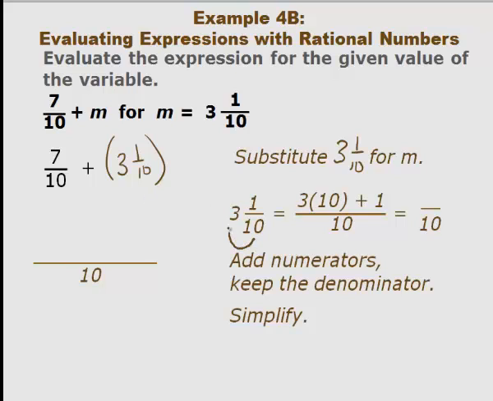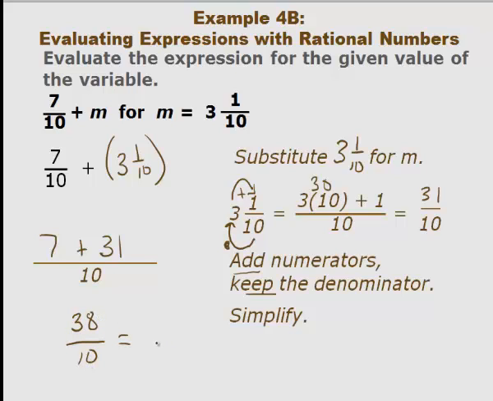Now, to remind you how to do that, it's 10 times 3 plus 1. This is 30 plus 1 is 31. So 3 and 1/10 is 31/10. So this becomes 7 plus 31. Again, we're adding the numerators and keeping the denominators. So this is 38/10. And then we do have to simplify.